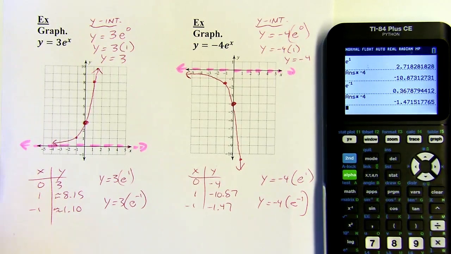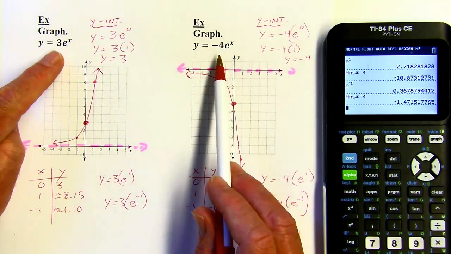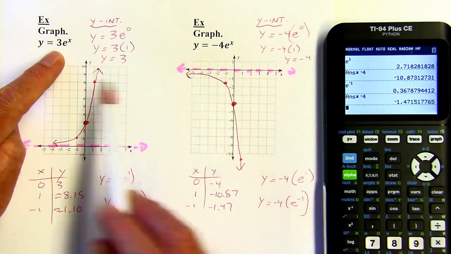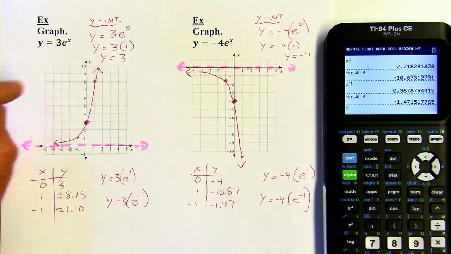So the y-intercept in equations in this format is just going to be that coefficient. If you've got a positive coefficient, it's going to go uphill. If you've got a negative coefficient, it's going to go downhill.